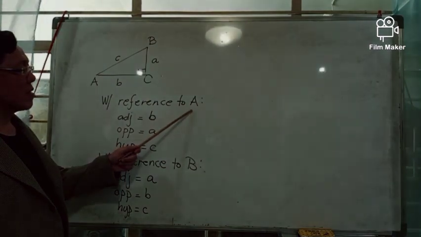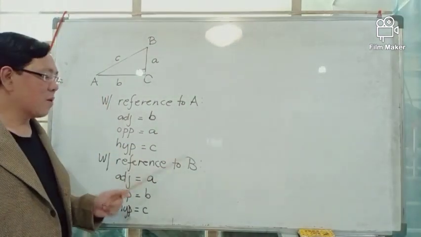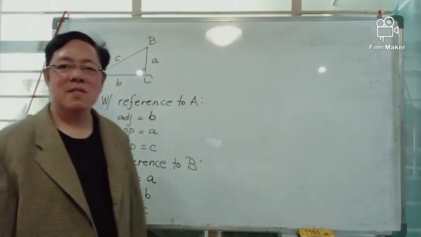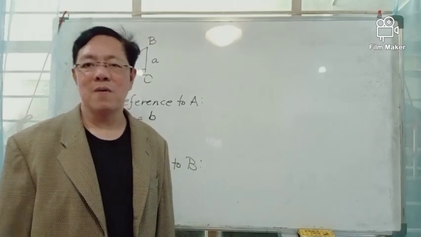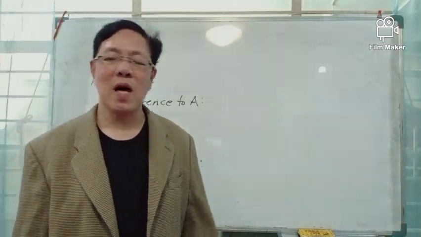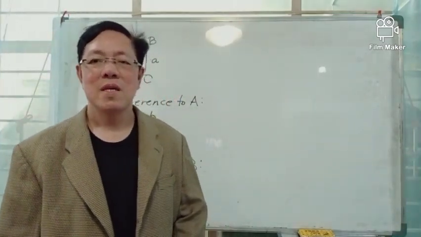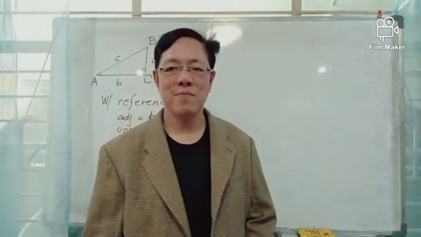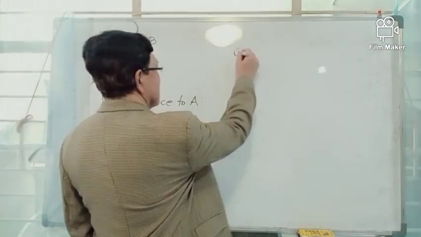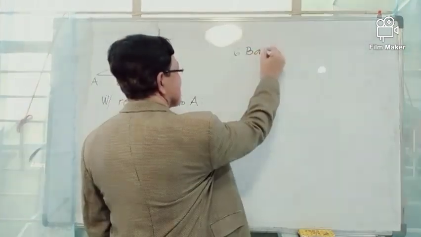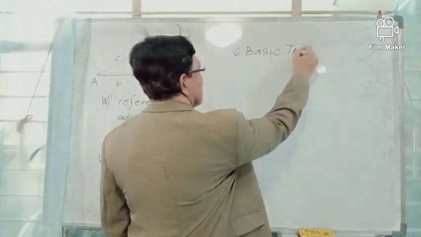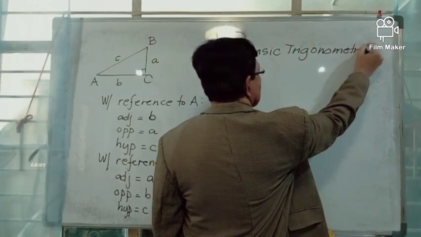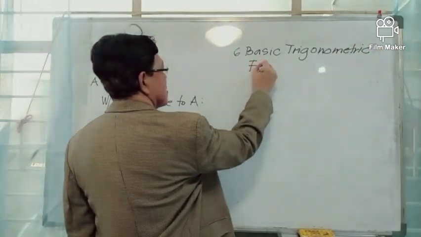Now, if you consider this acute angle A or this acute angle B, you can write the 6 trigonometric functions of each acute angle of a right triangle. And these 6 trigonometric functions are the 6 basic trigonometric functions.